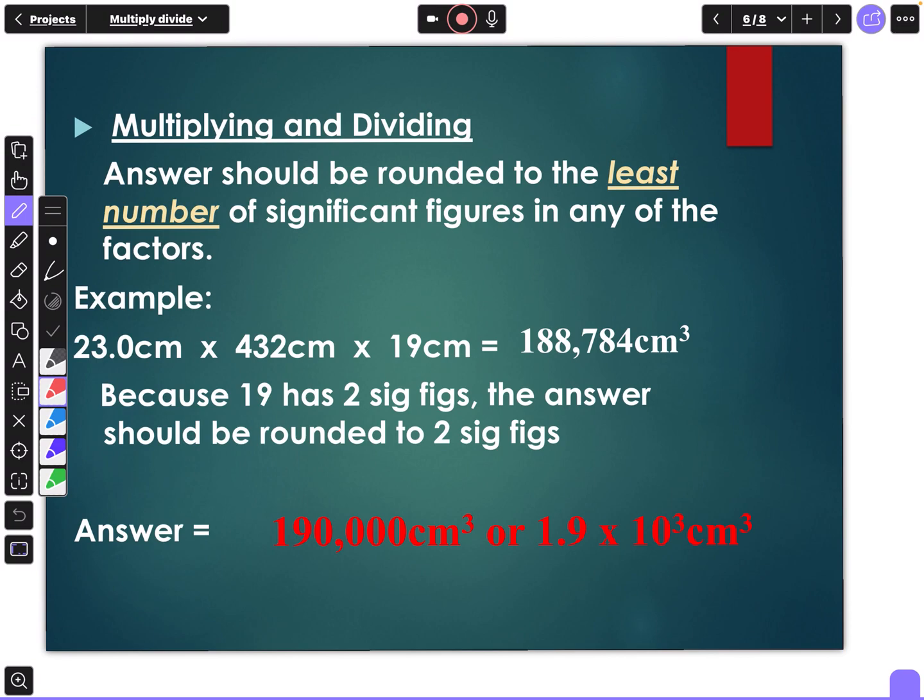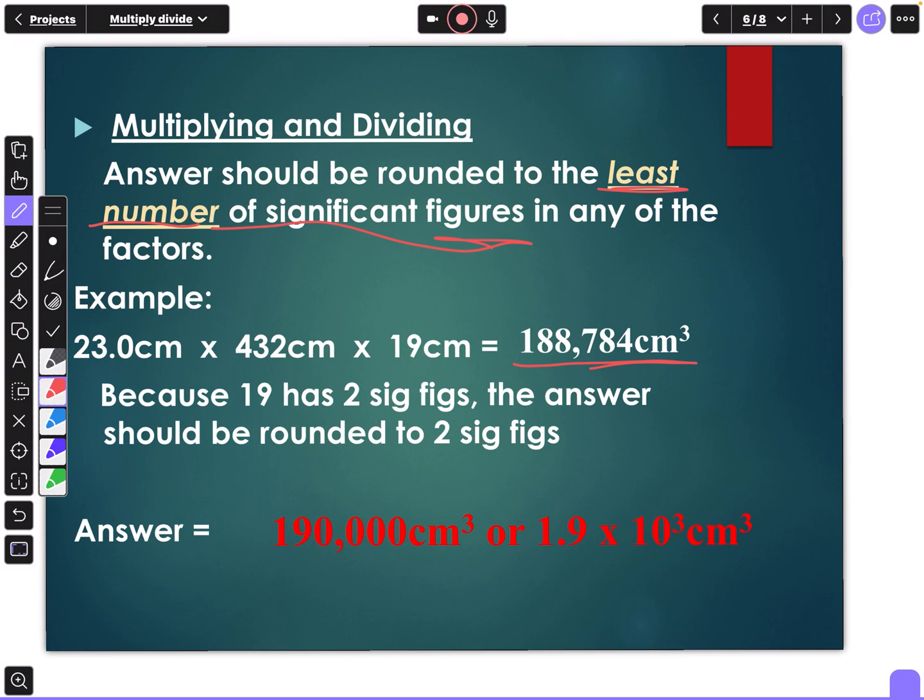Adding and subtracting is easy because you just go by decimal places. Multiplying and dividing, we don't. We use this: the answer should be rounded to the least number of significant figures in any of the factors. Example, 23.0 centimeters times 432 centimeters times 19 centimeters, you get this big long answer here.